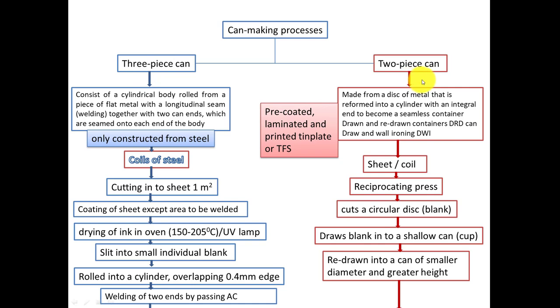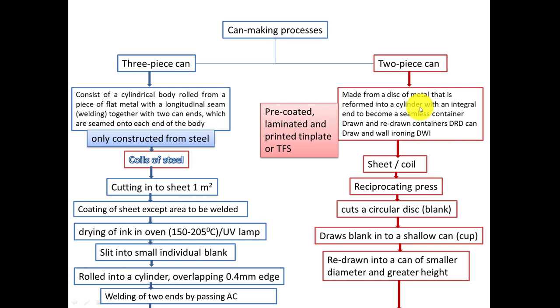And if we talk about the two-piece can, it is made up from a disc of metal that is reformed into a cylinder with an integral end to become a seamless container: drawn and redrawn containers, and drawn and wall-ironed containers. So in the case of two-piece cans, what happens is we take a disc of the metal that is reformed into a cylinder.